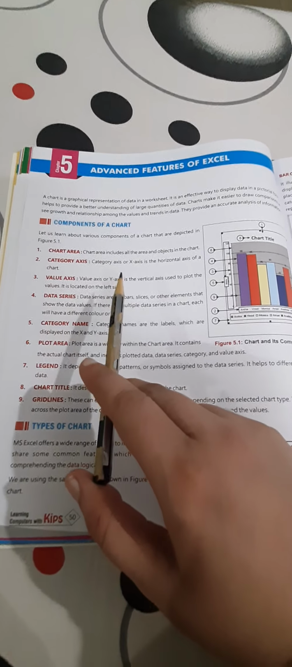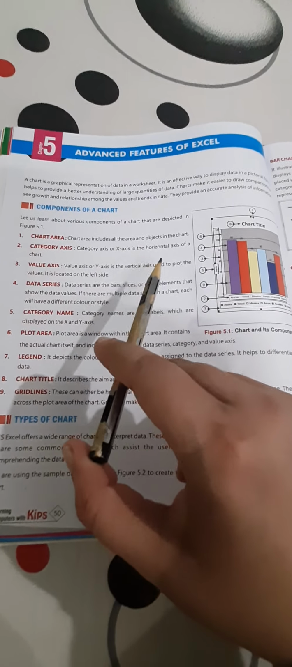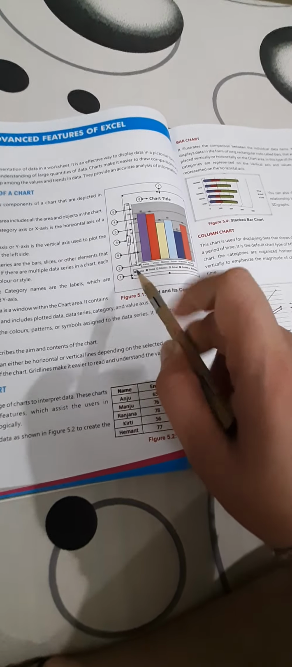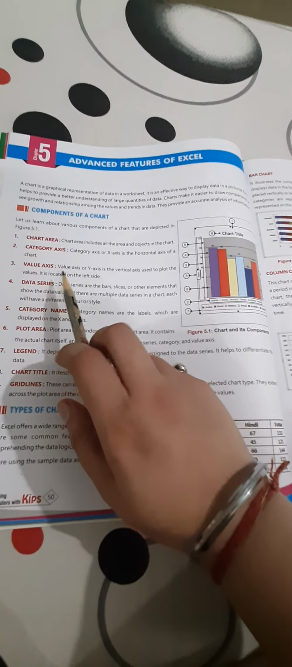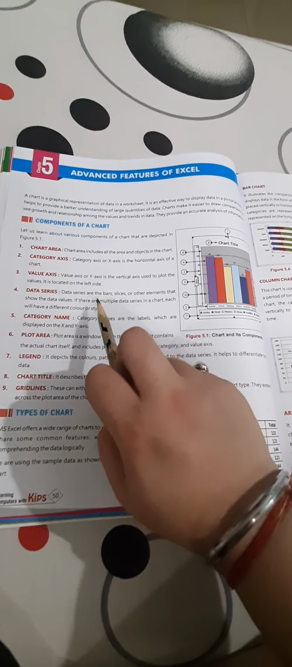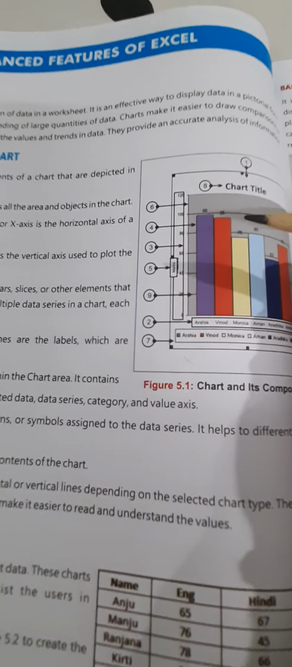Category axis. The category axis or x-axis is the horizontal axis of a chart. This is the horizontal axis of the chart, known as the x-axis, and this is known as the y-axis, which is the vertical axis of a chart. That is also known as the value axis. The value axis or y-axis is the vertical axis used to plot the values. It is located on the left side, and it is used to plot the values.